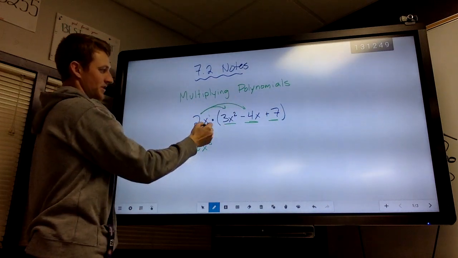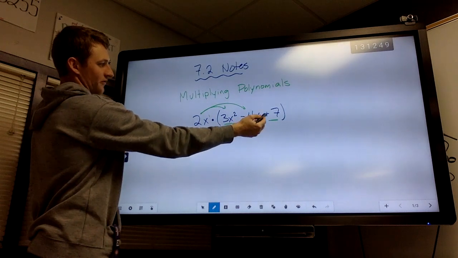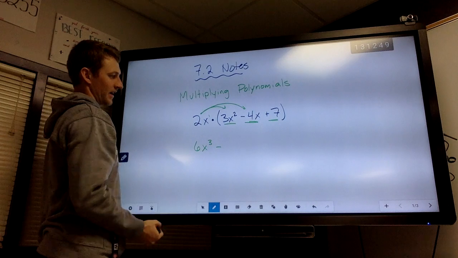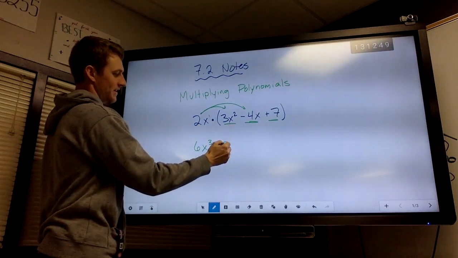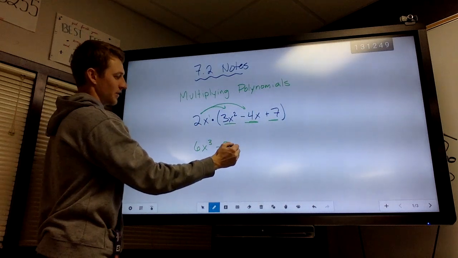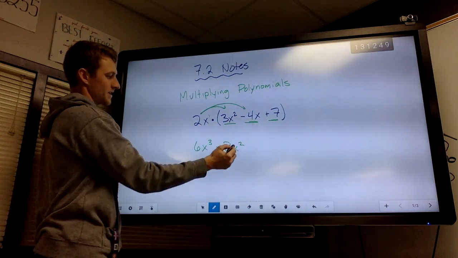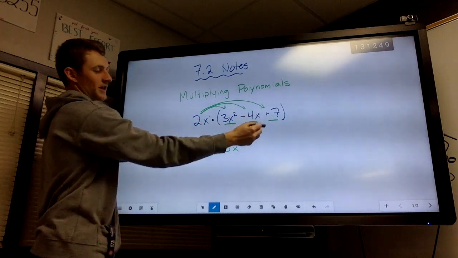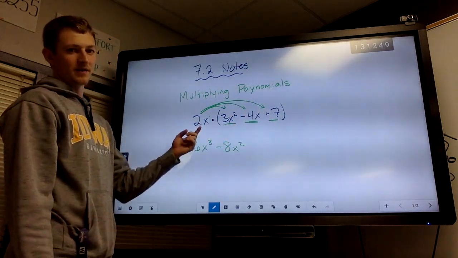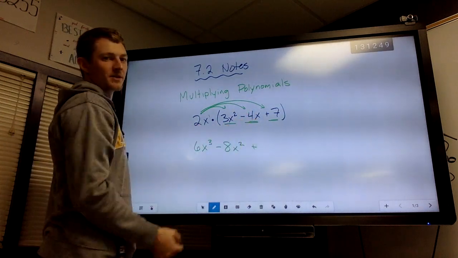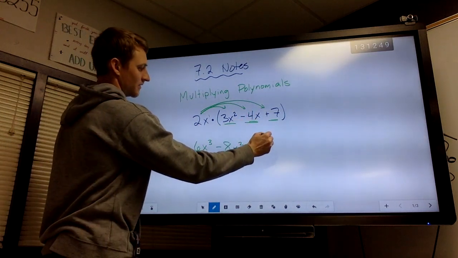Again, we're going to multiply that 2x times a negative 4x. The sign goes with it. So a positive times a negative is a negative. 2 times 4 is 8. And how many x's do we have? 1, 1, we have 2. X times x is x squared. Lastly, 2x times a positive 7. A positive times a positive is a positive. And 2 times 7 is 14.